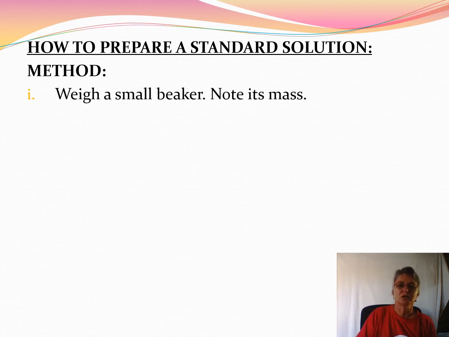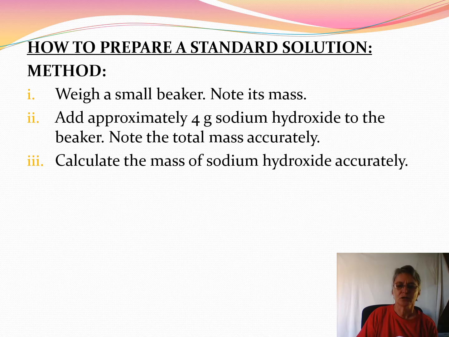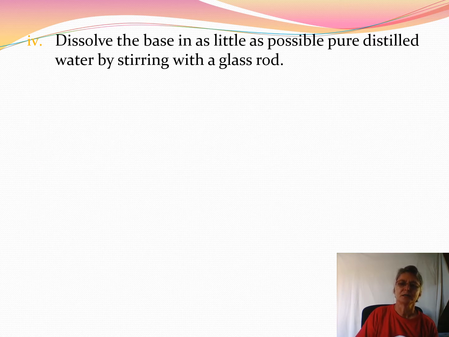First of all, you need to weigh the container with the solute that you want to use to make your solution. Note the mass. Add approximately 4 grams of sodium hydroxide to the beaker. Note the total mass accurately. You might have some variations on that method. Calculate the mass of sodium hydroxide accurately. Dissolve the base in as little as possible pure distilled water by stirring it with a glass rod.